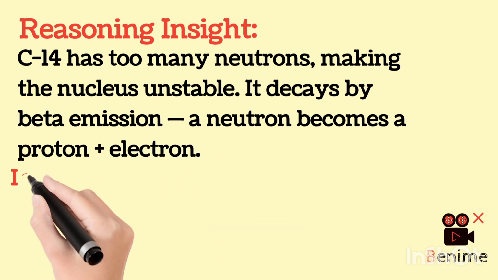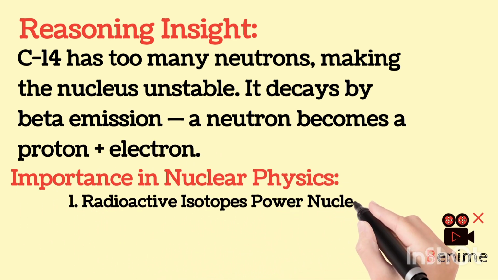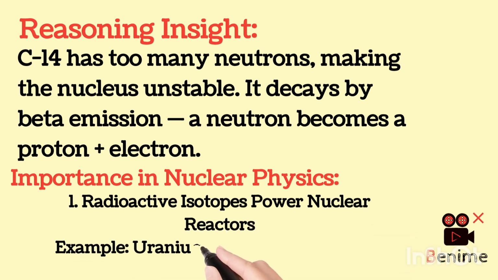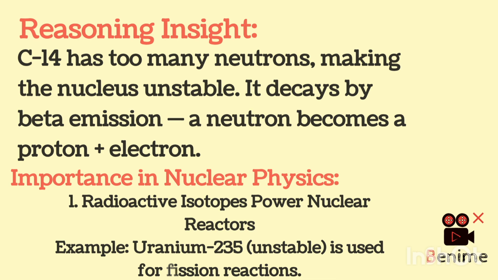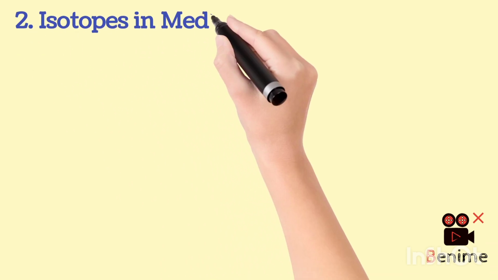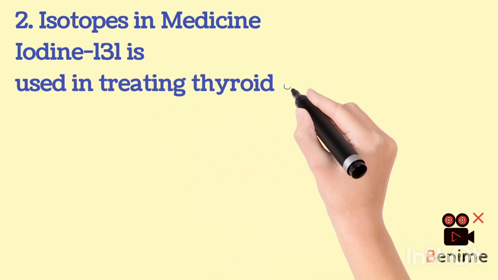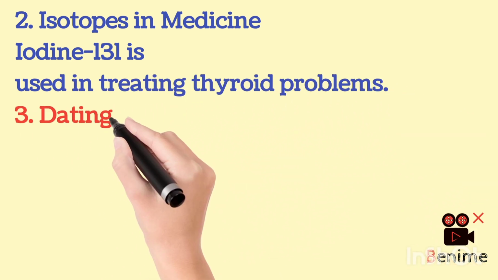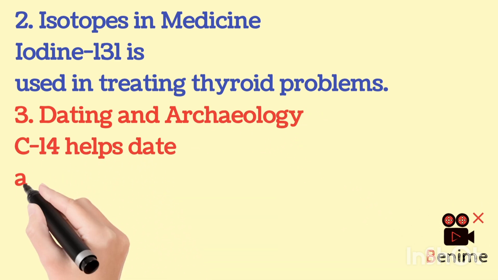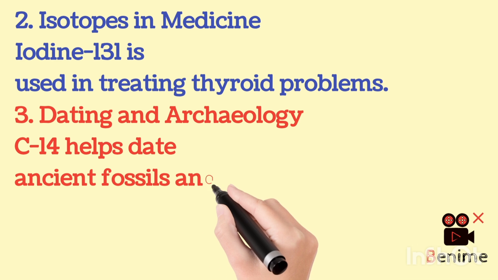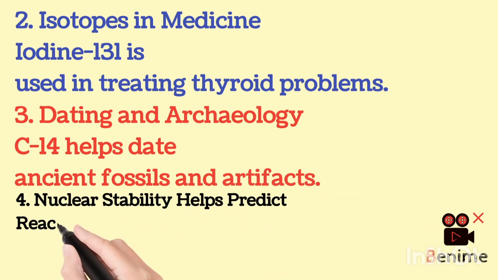Now we study the importance of isotopes in nuclear physics. In nuclear reactors, uranium-235 is used for energy purposes, which is highly significant. In the medical field, isotopes are used as nuclear medicines to treat cancer and other high-risk diseases. For example, iodine-131 is used to treat thyroid problems. Isotopes are also used in carbon dating and archaeology to find information about ancient fossils.